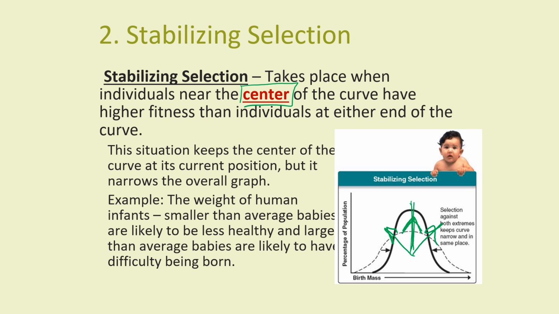The weight of human infants would be an example. Smaller than average babies are less likely to be healthy, and larger than average babies are more likely to have difficulty being born. So the intermediate weight is the one that occurs most frequently, allowing the babies to live as well.